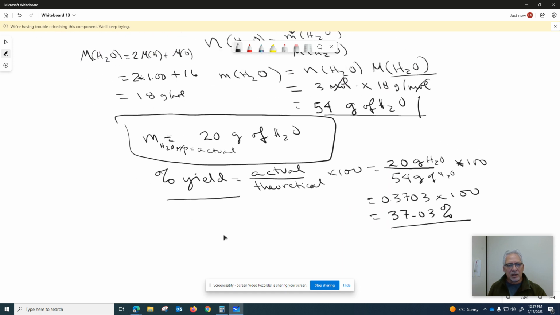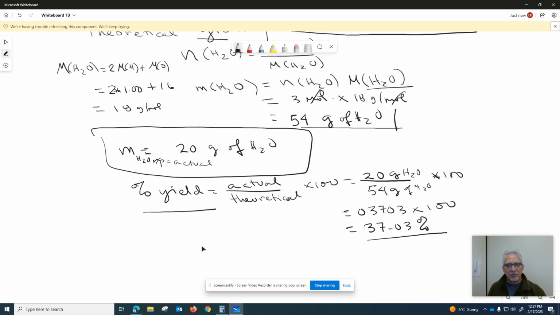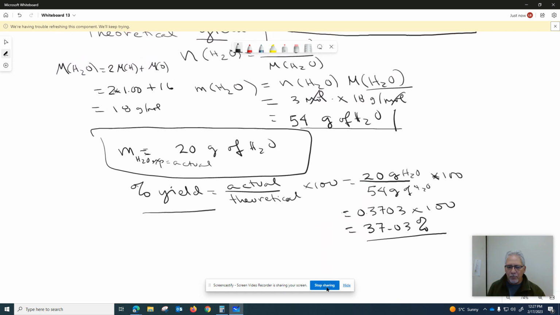And those are the calculations you need to learn from chemistry in order to understand stoichiometry and work on a stoichiometry problem.